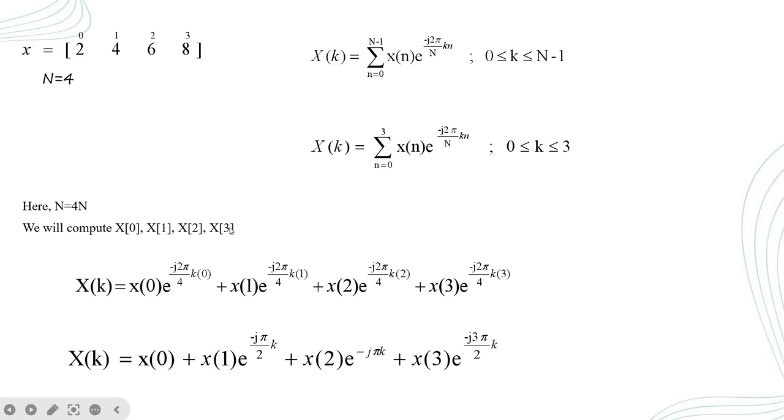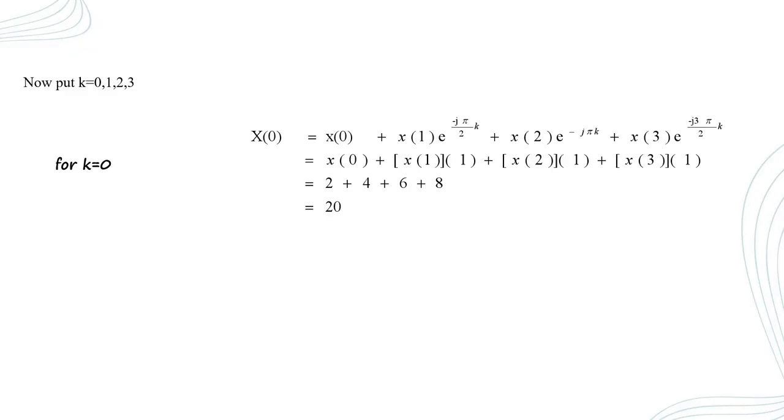x of 0, x of 1, x of 2 and x of 3. So here we will substitute the values from 0 to 3. So now we have to put k is equal to 0, 1, 2, 3. For k is equal to 0, here we have our expression which we have got in the previous slide. Now we have put X of k we want to find out. So k is now 0.